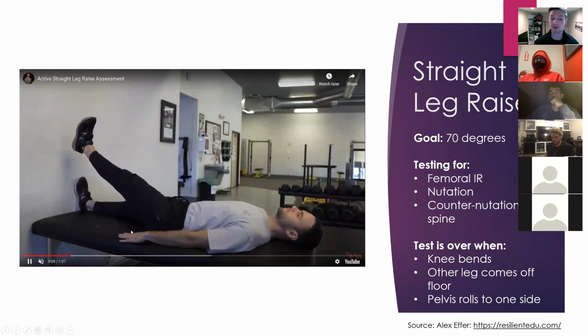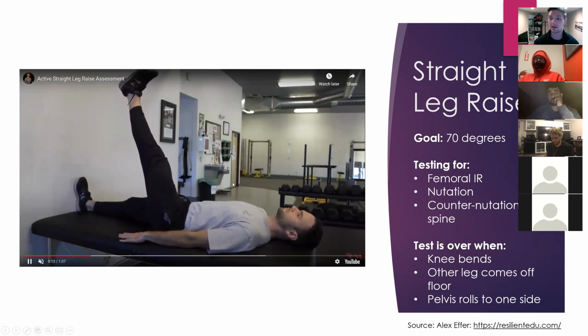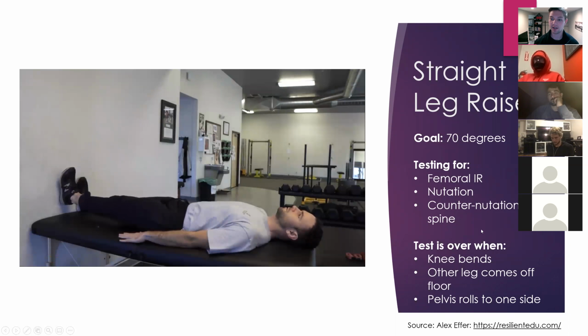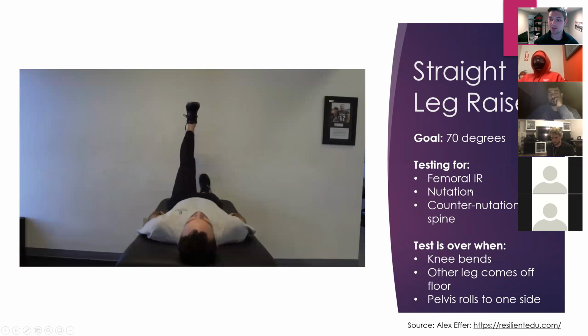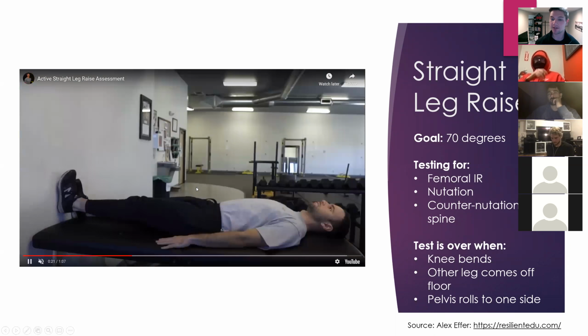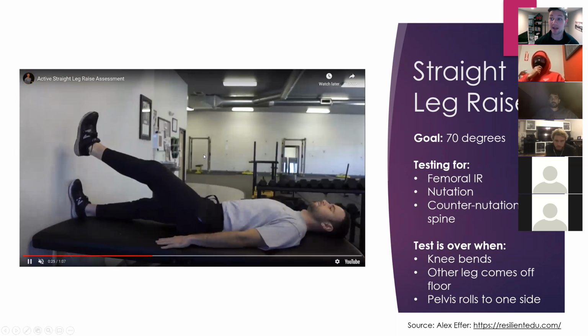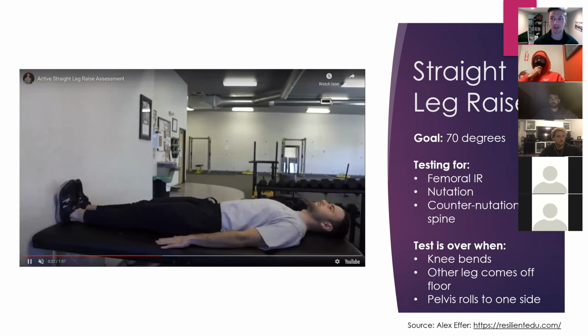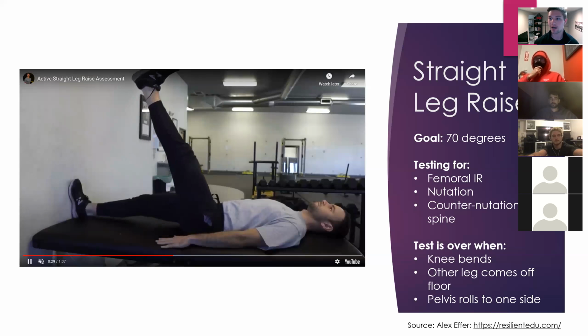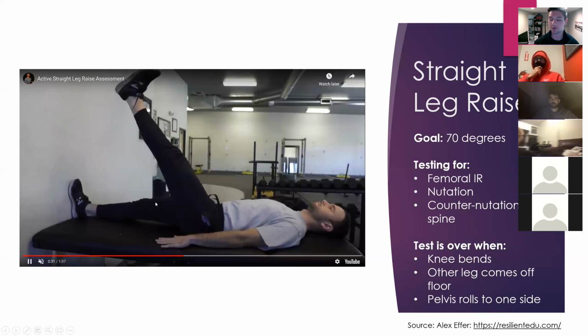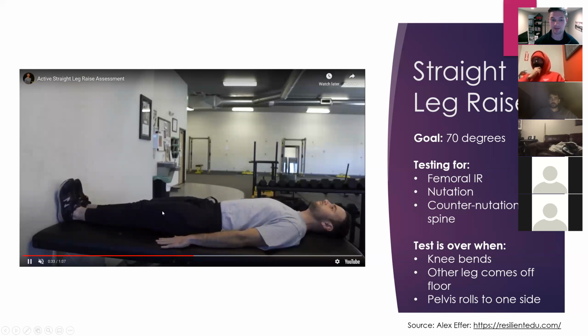If they're lifting that other hamstring off of the ground, we have a problem because they're compensating. What this is assessing is femoral internal rotation, nutation, and then counter nutation of the lumbar spine at varying degrees of this straight leg raise. If you see that, you know they're cheating. If that knee bends at all, you know that they're cheating because they've lost their femoral IR. If that hamstring comes up, you know they're cheating.